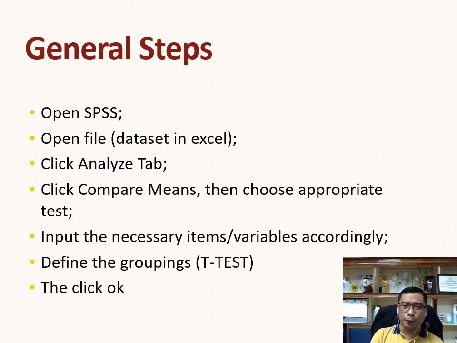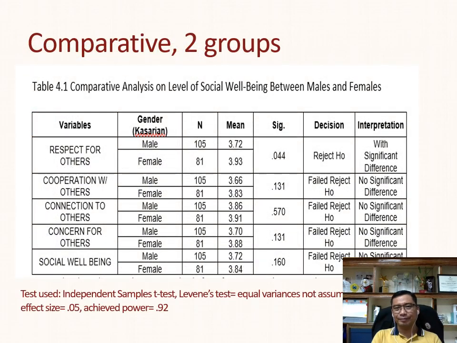What you would be doing is open the SPSS, look for the file in the data Excel sheet, click the Analyze tab, click Compare Means, then choose the appropriate test. You would have to input the necessary items in there. Ililipat lang po yan sa box. Then you try to define the groupings if this is a t-test, which is in the example that you would be shown, it's utilizing t-test first for comparing two groups, and then you click OK. What would be the result would be like this.